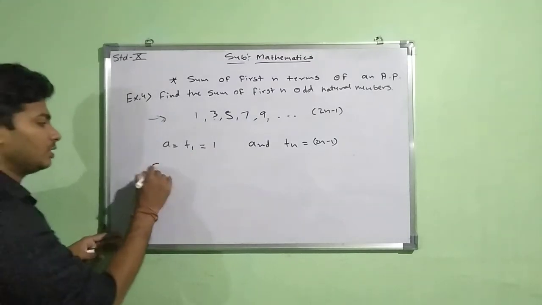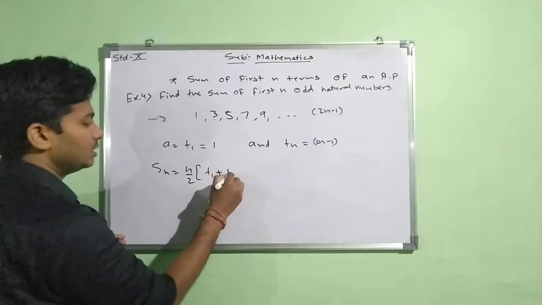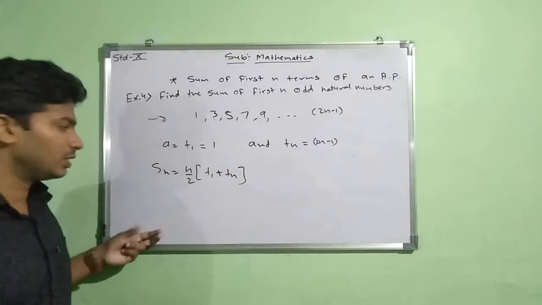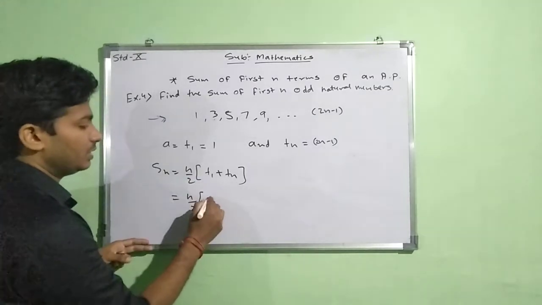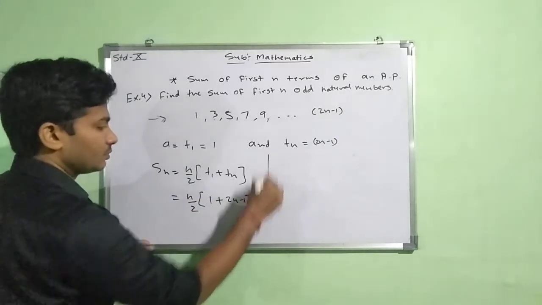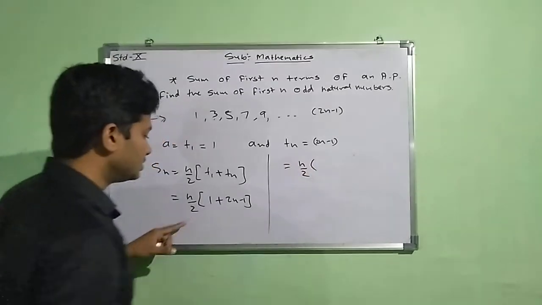We can use our formula, which is Sn is equal to n by 2 inside the bracket t1 plus tn, which is the same as first term plus last term. You can write whichever formula you want. Now after substituting the value of t1 as 1 plus the value of tn as 2n minus 1, you can see here which is equal to n by 2 inside the bracket.